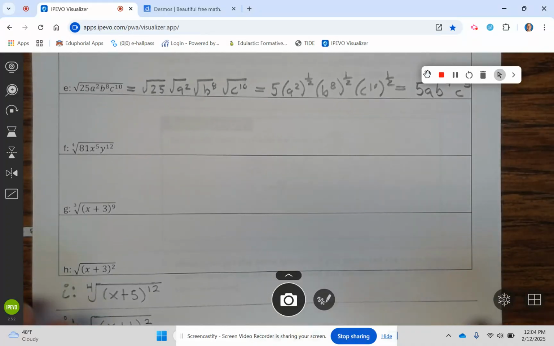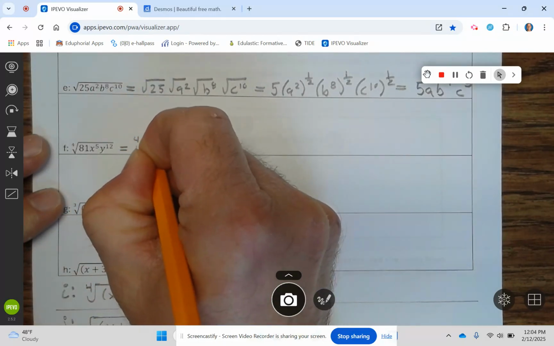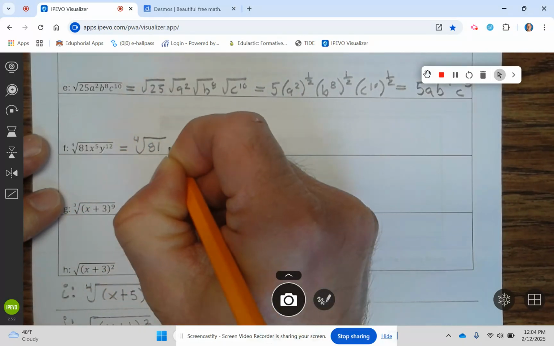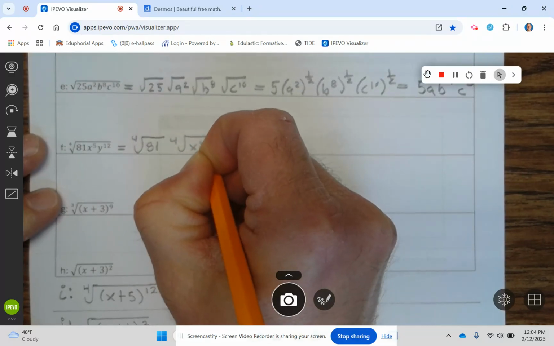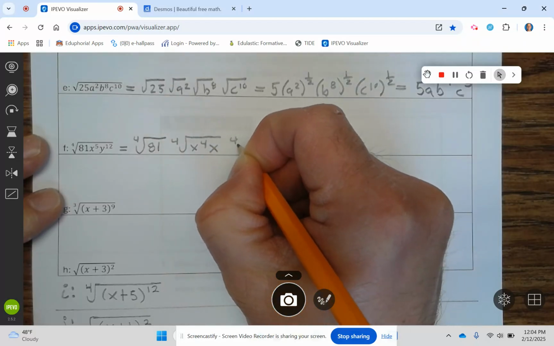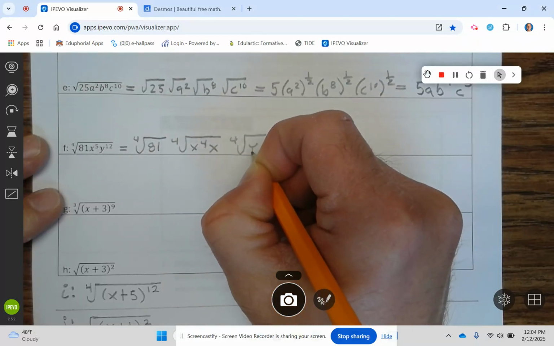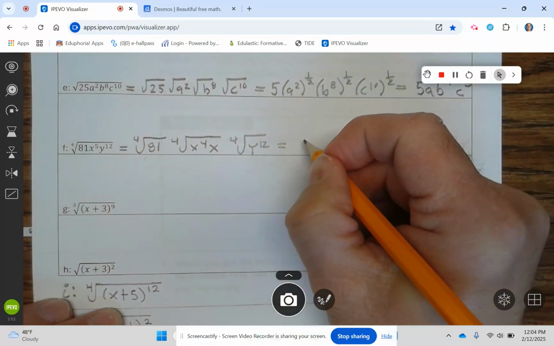And let's take a look at F. So then this becomes the 4th root of 81 times the 4th root of x to the 4th times x times the 4th root of y to the 12th. Well, the 4th root of 81 is 3.